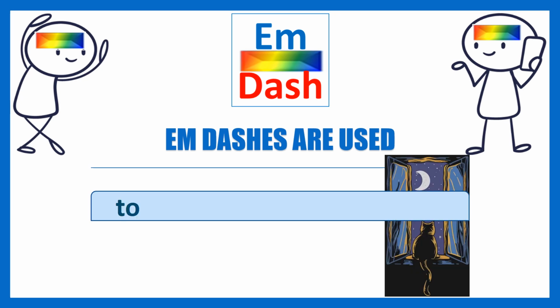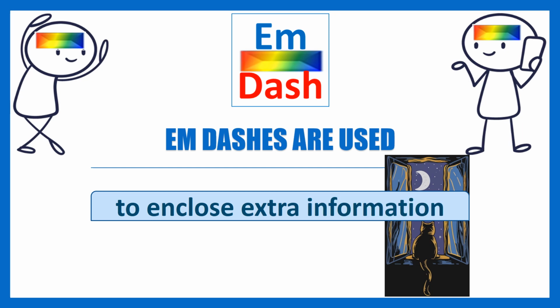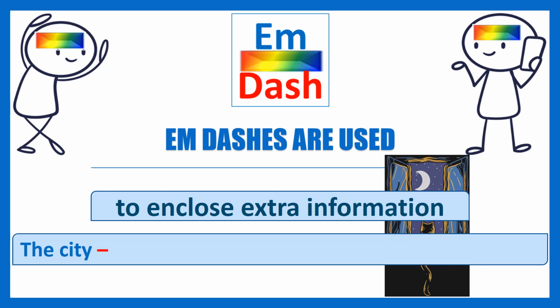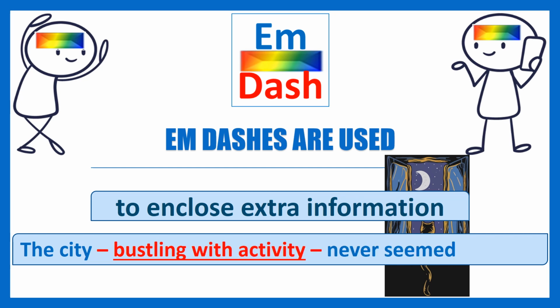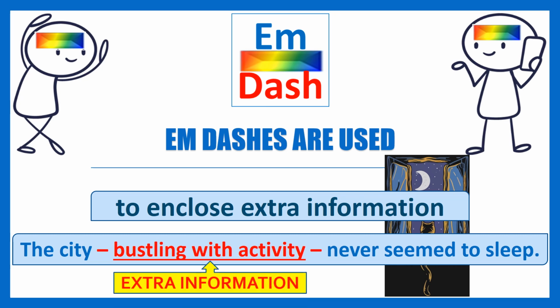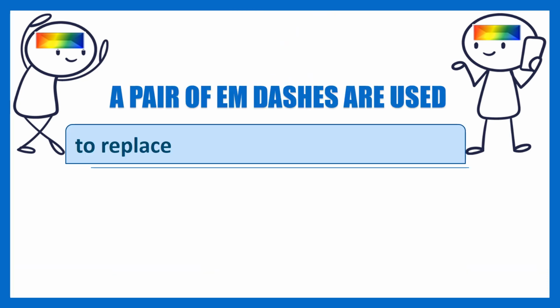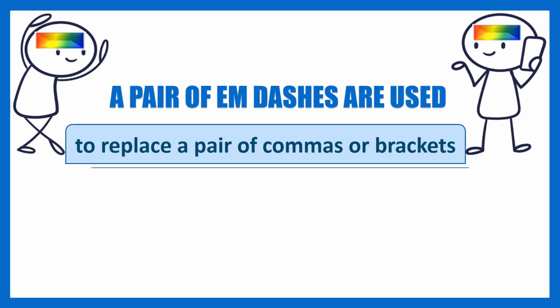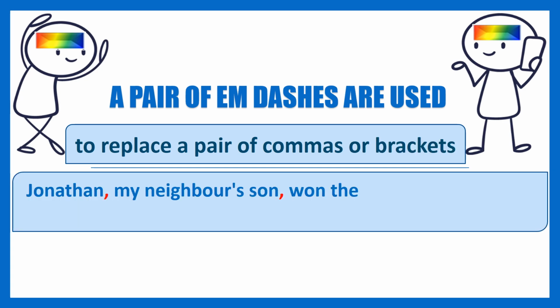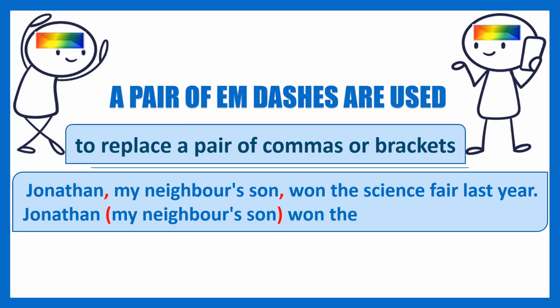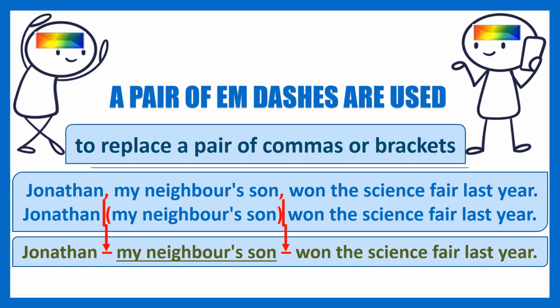A pair of M dashes are used to enclose extra information. For example, the city — bustling with activity — never seemed to sleep. Here, the phrase bustling with activity is enclosed extra information. A pair of M dashes are used to replace a pair of commas or brackets. For example, Jonathan — my neighbor's son — won the science fair last year. Please note, a pair of commas, brackets, and dashes can be used interchangeably to set off non-essential information.